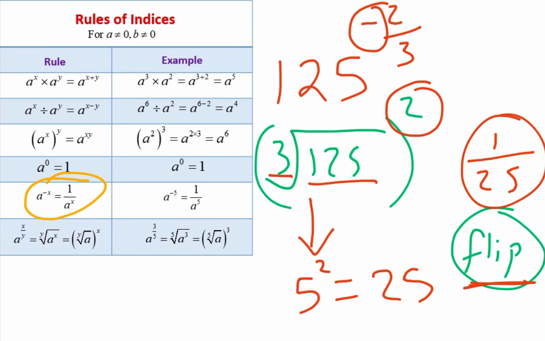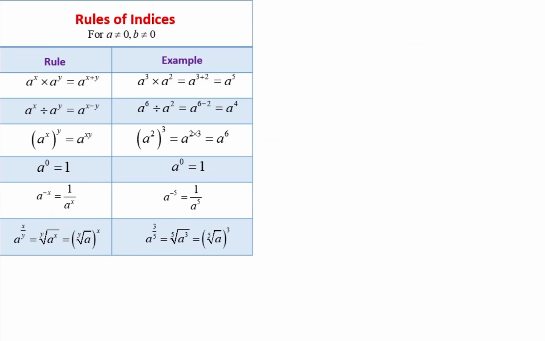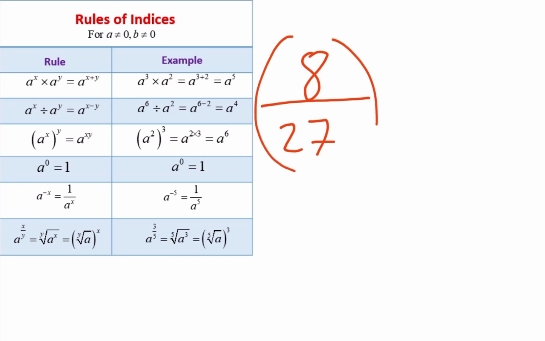There was one question in the GCSE exam that I saw. It's quite a good question, and it was something like this. It said 8 over 27, and again, let's put minus 2/3 here. So students ask, but which one does it apply to, the top one or the bottom one?